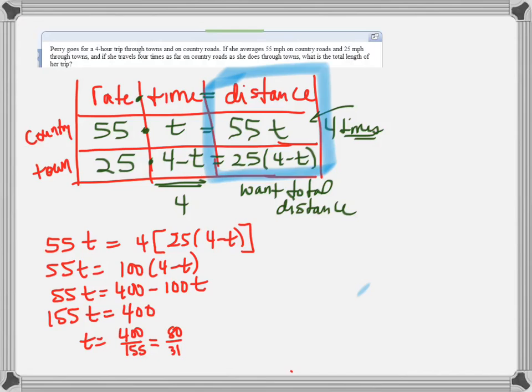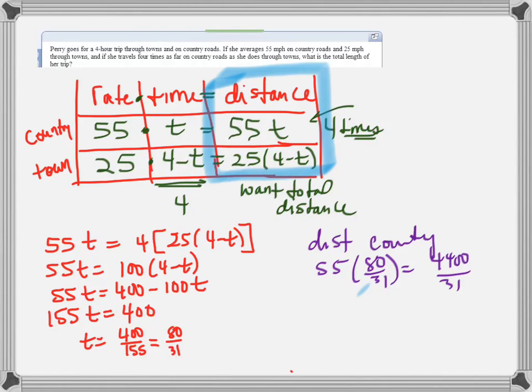So I need to take the time and plug it into the two distances. So the first distance is the country distance. And so that would be 55 times 80 over 31. Because you never want to round in the middle of a problem. So we'll go ahead and just use the whole 80 over 31. And we'll see that the distance that she traveled in the country was 4,400 over 31. Now that's in miles. And I'm going to do the same thing with town. The distance she traveled in town was 25 times 4 minus 80 over 31. And so I get a total distance of 1,100 over 31 just for town.